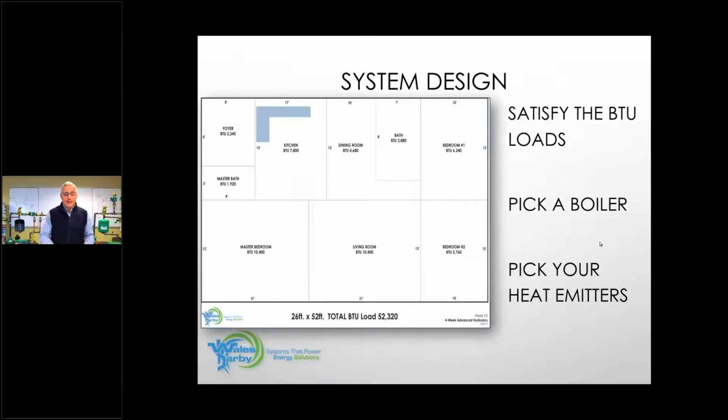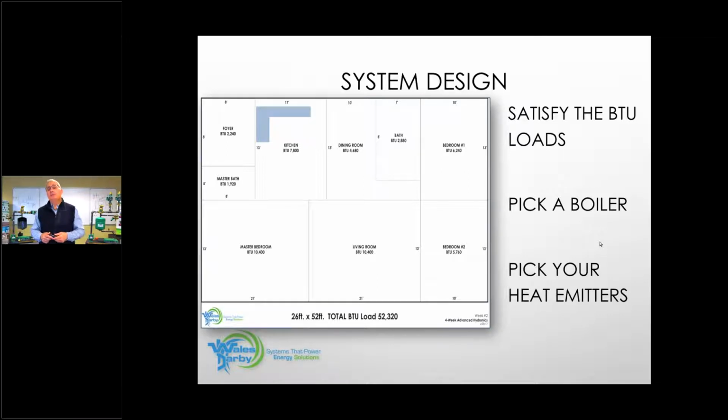All right, you all should have your floor plan. Everybody got this as an attachment. So you're going to need this floor plan to play along, because now we're going to start to design our system. And we did the heat loss for the whole house here. And we also did the heat loss on a room by room basis. So you see the BTUs for the whole project are 52,320. And you see we have the BTUs on a room by room basis. So we have to satisfy the load. So now we have to figure out how much baseboard we're going to put into each room. We have to pick a boiler. We have to pick our heating source.